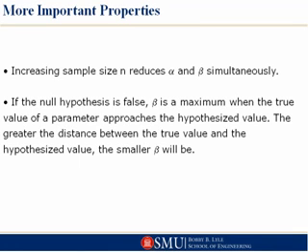The greater the distance between the true value and the hypothesized value, the smaller beta will be. Such as, the hypothesis is that the mean income is $50,000, but the actual one in true life is $100,000. You're going to have a probability of type 2 error, accepting $50,000 when the true income is $100,000, that's going to be a lot smaller.